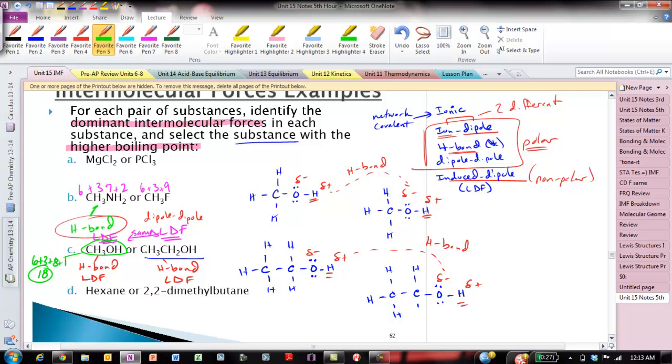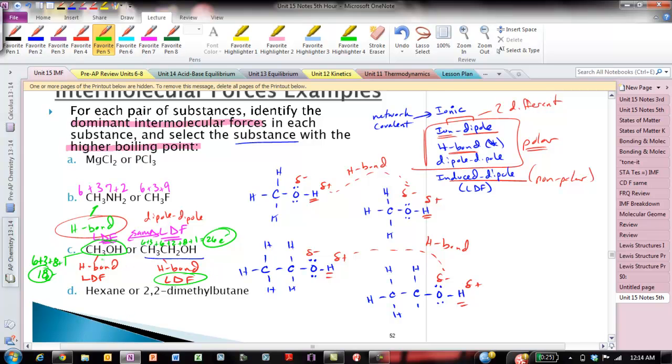And then I've got, again, 6 plus 3 plus another 6 plus 2 plus 8 plus 1. So I've got 9 and 8, which is 17, and 9. So I've got 26 electrons. So this guy has 18 electrons, this guy has 26 electrons. The more electrons you have, the higher the LDF are going to be because it is more polarizable. And so this one's going to have greater LDF, which is going to lead to a higher boiling point.